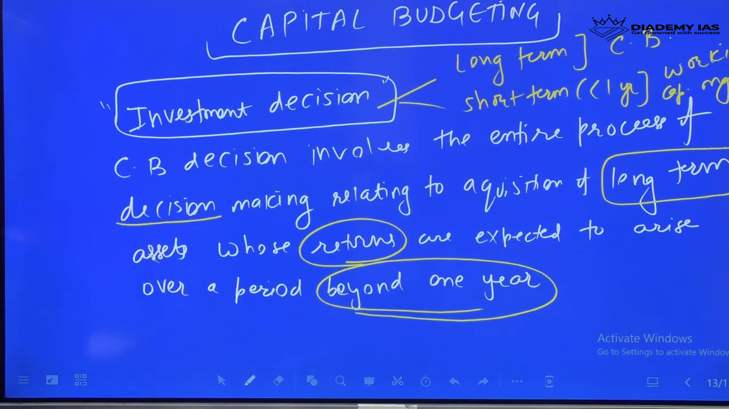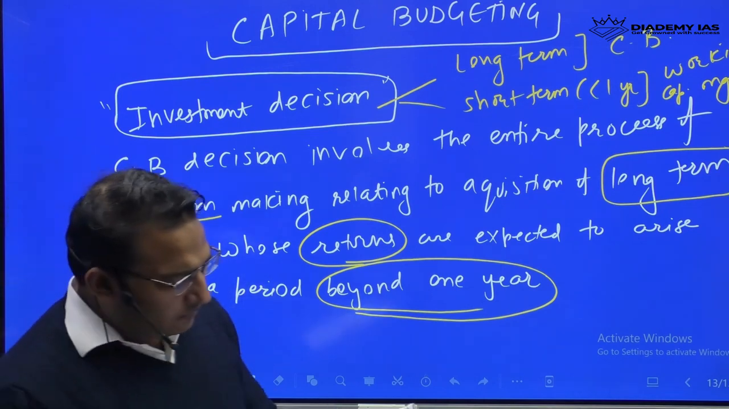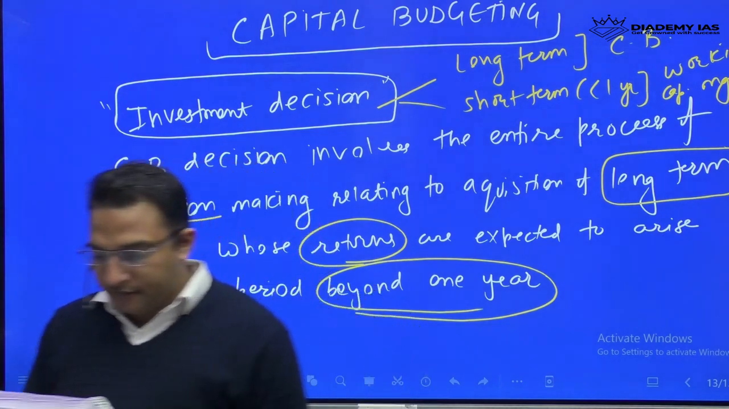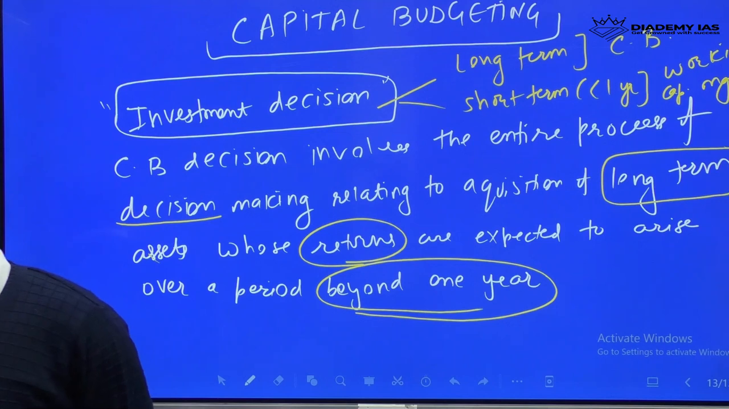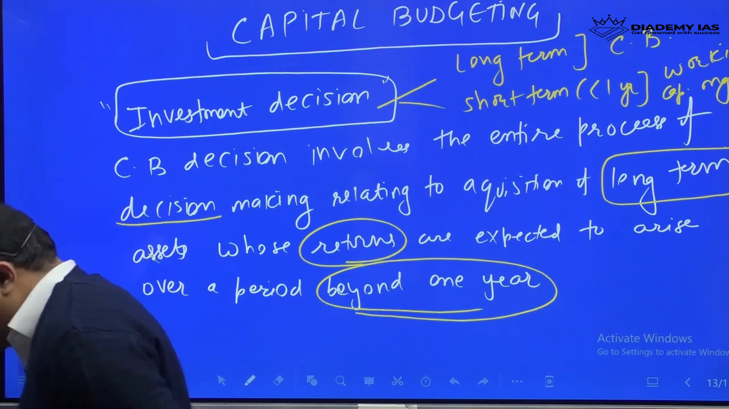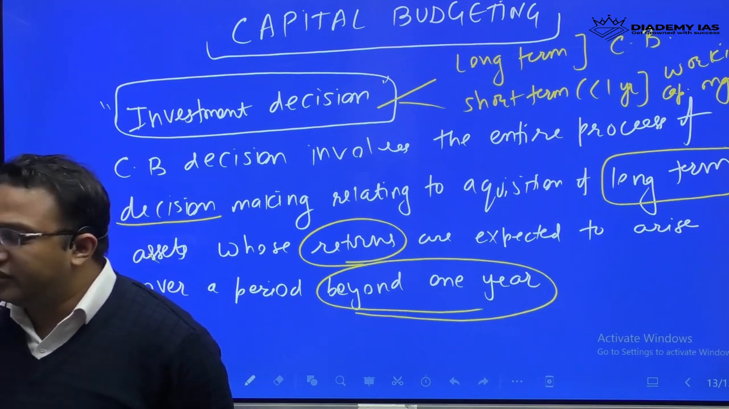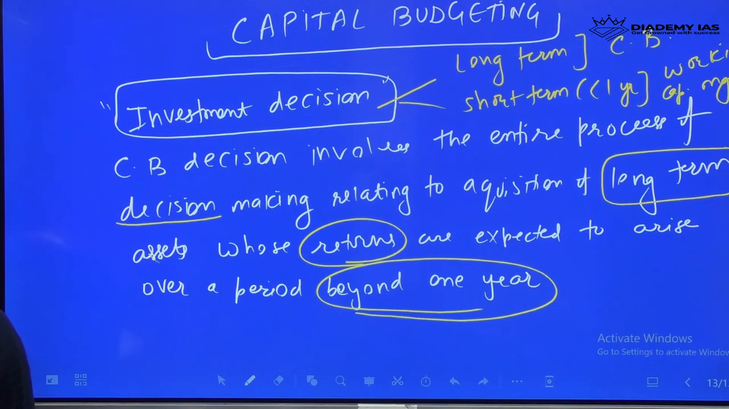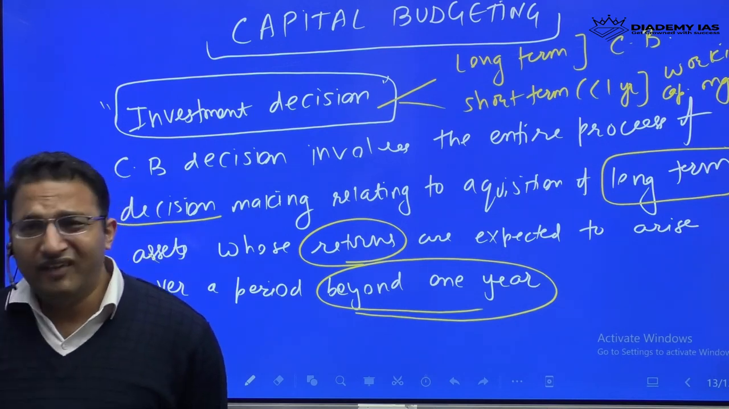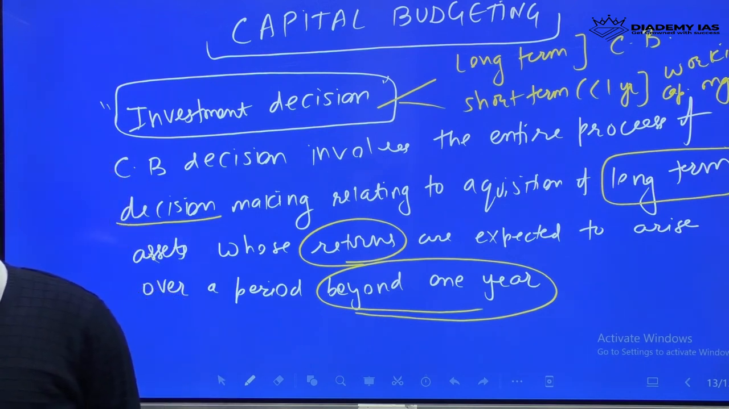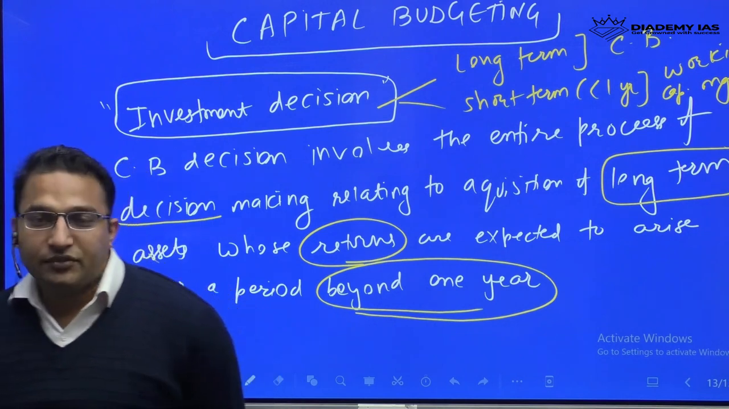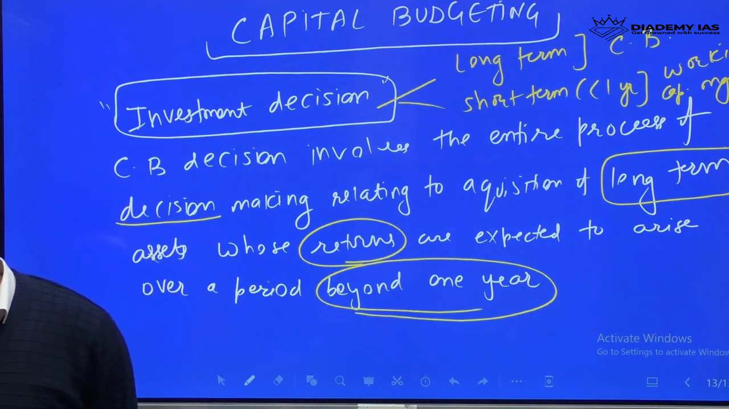Please come to page number 93 of the book. There are a couple of definitions given. Out of these, you can remember any one definition. Charles T. Horngren: capital budgeting is long-term planning for making and financing proposed capital outlays. And second is John J. Hampton: capital budgeting is concerned with the firm's formal process for the acquisition and investment of capital. So any one definition you can remember, Charles Horngren or John Hampton.